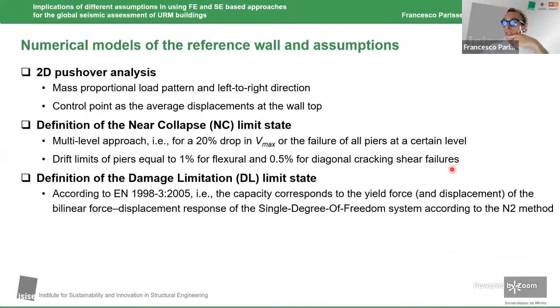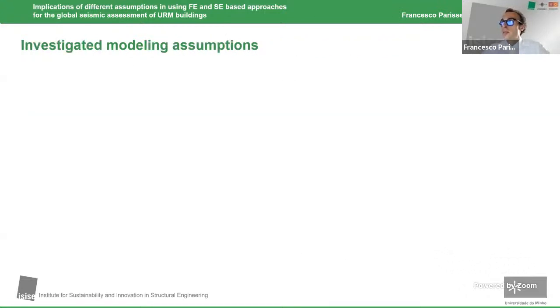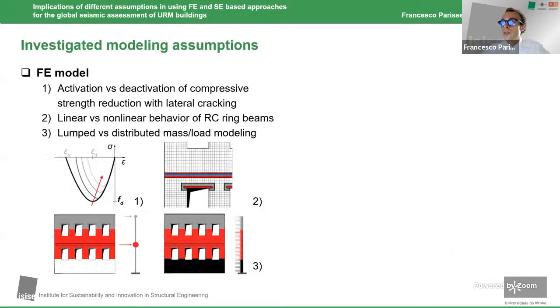The maximum drift of the piers is consistent with those suggested in the Italian code. And then the definition of the damage limitation state is based on Eurocode 8 Part 3. Regarding the investigated modeling assumption for the finite element model, we investigate again the activation or deactivation of the compressive strength reduction with lateral cracking to see what the implications are at wall scale, not only at panel scale.